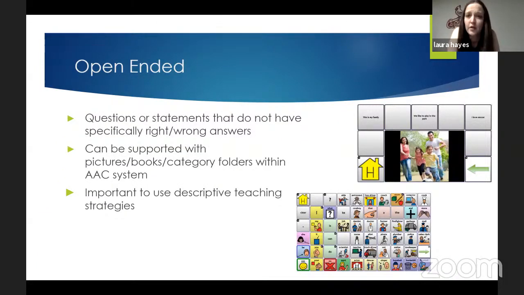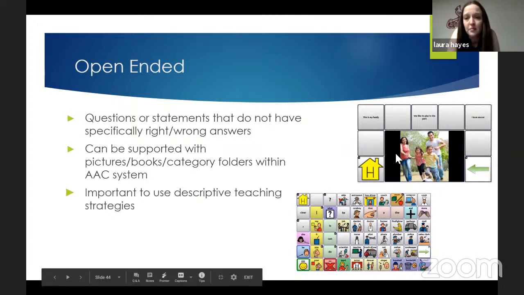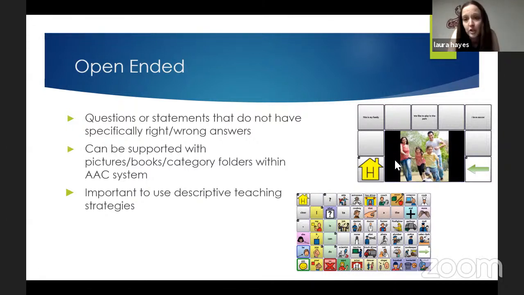Open-ended questions, it goes back to the descriptive teaching strategy. We want to be open-ended. We want to give them a lot of leeway to be successful and write, rather than giving them only one right referential answer. They don't have specific right or wrong answers, but you can support that within categorical folders in an AAC system. This is a great writing template on Saltillo's device, talking about families, where the student can put in their own picture and sentence.